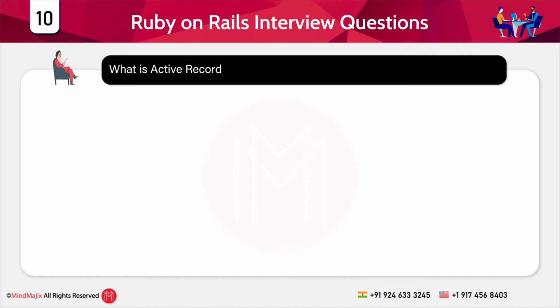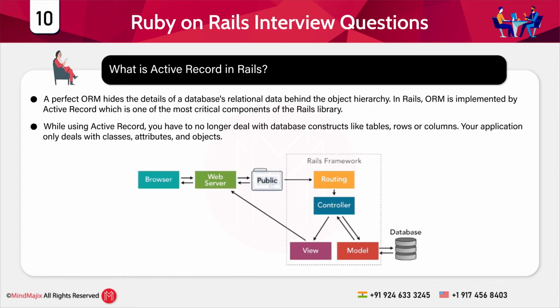What is active record in Rails? So Rails is using the ORM feature. A perfect ORM hides the details of database relational data behind the object hierarchy. In Rails, ORM is implemented by active record, which is one of the most critical components of the Rails library. While using active records, you no longer deal with database constructs like tables, rows, and columns. Your application only deals with classes, attributes, and objects.